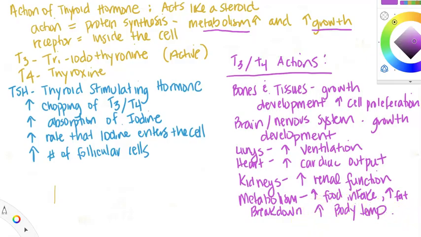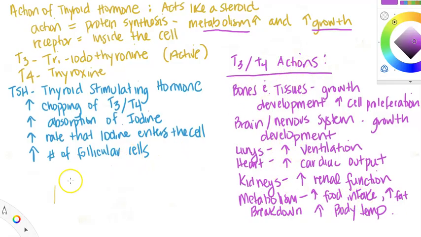So thyroid hormone has a vast effect on a lot of systems in the body. So make sure you understand we've got T3 and T4. T3 is active. T4 is the non-active circulating thyroid hormone. Understand what TSH is doing and what the action of T3 and T4 actually is.